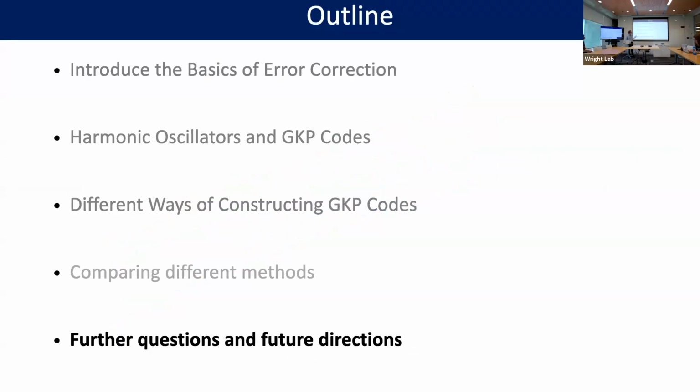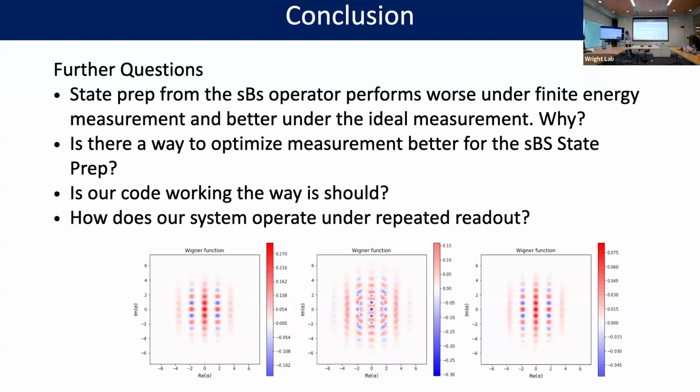So it opens us up to further questions and future directions. One is our state prep from the SBS operators is worse under the finite energy measurement and better under the ideal measurement. Why is that true? We're not really sure. Second would be, is there a way to better optimize that SBS state prep? If it's not the finite measurement the way that we thought it would be, is there a different way to construct it? Is our code working the way it should?